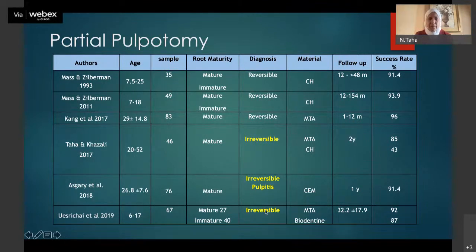There is also a more recent study in 2019 by a Thai group. They looked at MTA versus Biodentine, which is a non-staining calcium silicate material. They found they are both highly successful, above 85%, with no significant difference between the two calcium silicate materials. You can see more of these tables in my paper.